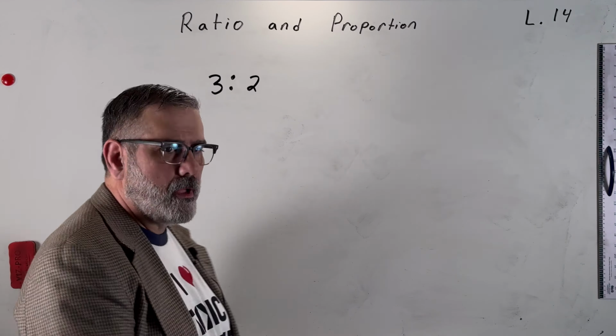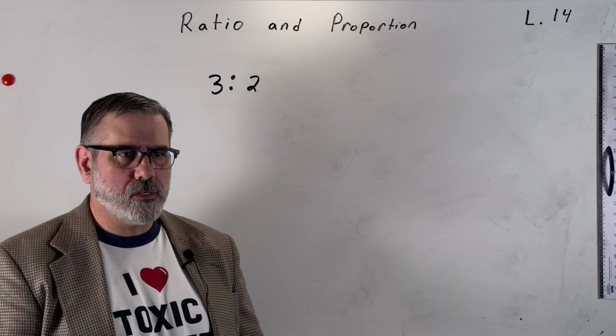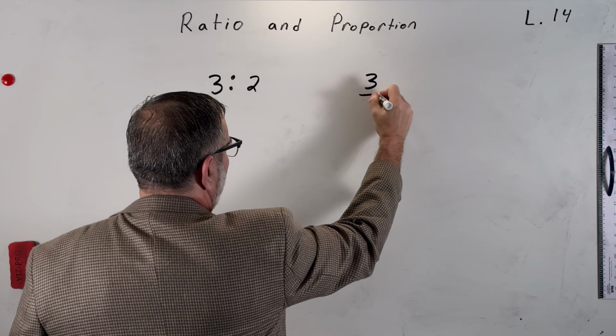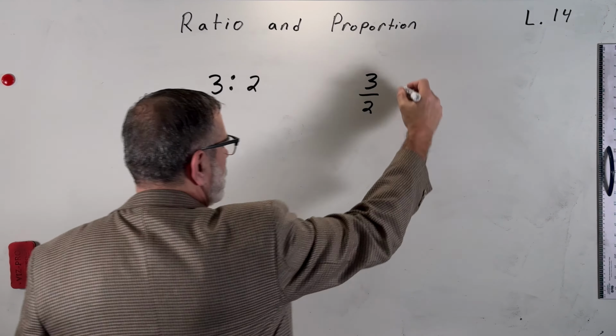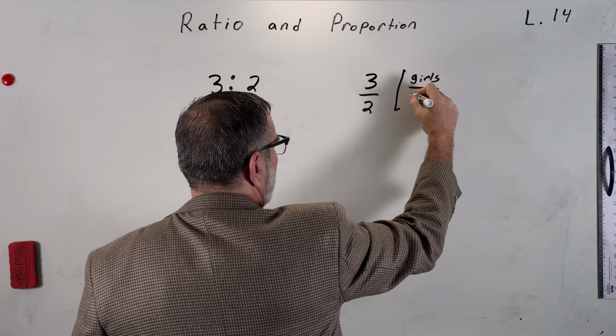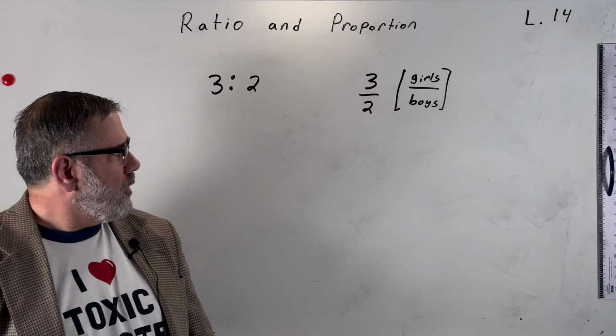Now, this is a common way to write it, but I don't like it. It's hard to work with. I think the better way to write this is as a fraction. So another way to write that is 3 over 2. Now, if you want to keep track of units, you can put a little bracket like this, and write girls over boys. And that will remind you what the units are.